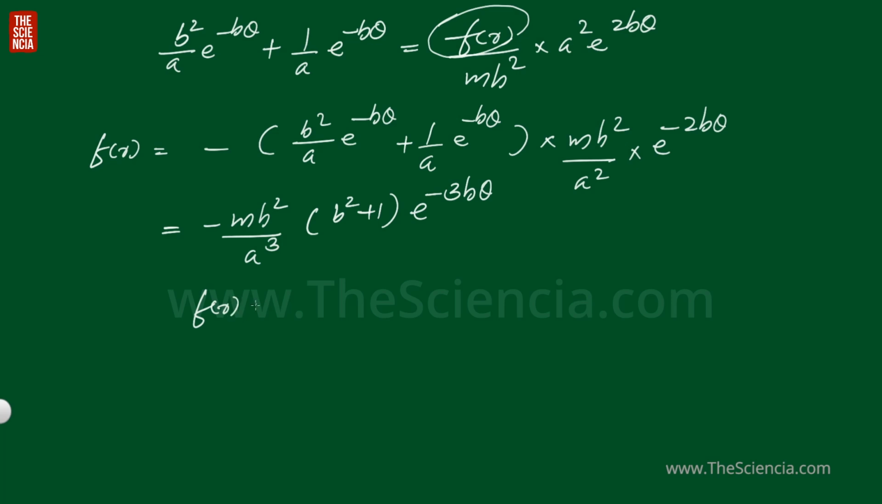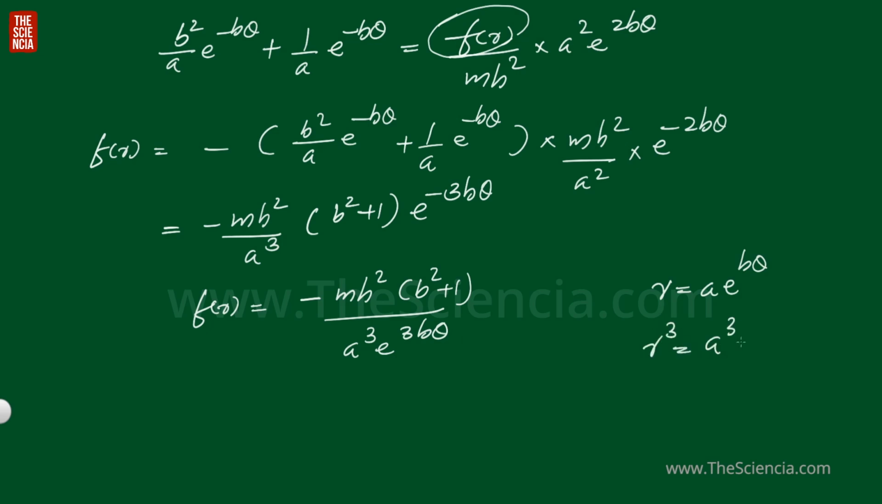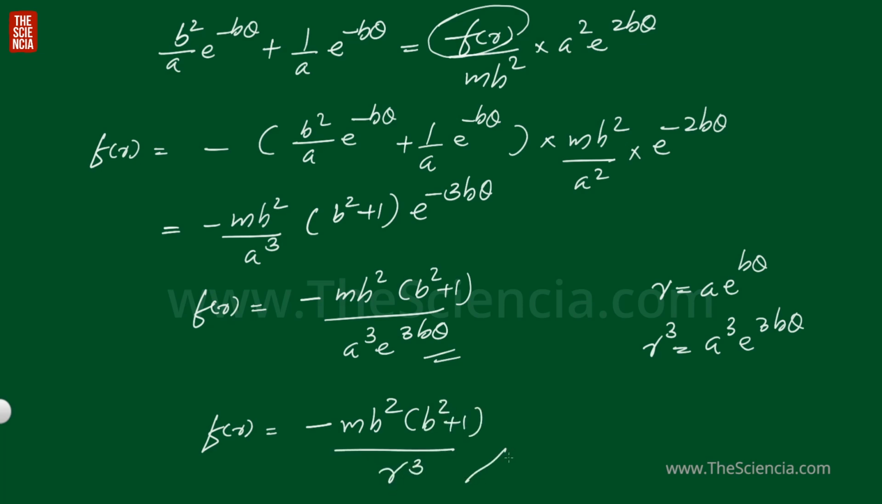So we get f of r equal to minus m h square into b square plus 1 by a cube e raised to 3b theta. In the question it is given r is equal to a e raised to b theta, and r cube will be equal to a cube e raised to 3 b theta. So this is nothing but r cube. So we get f of r equal to minus m h square into b square plus 1 by r cube. So this is the force law corresponding to the given trajectory, that is r equal to a e raised to b theta.